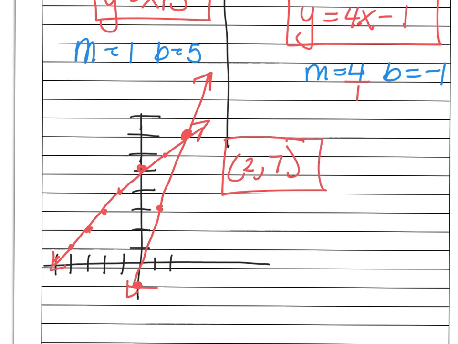So if you want to see that again, I start here at 5, up 1 over 1, up 1 over 1, and I worked backwards, just going down 1 over 1. I drew my line. Here I was starting at -1. I went up 4 over 1, up 4 over 1, and you can see that at the point (2, 7), they intersect.